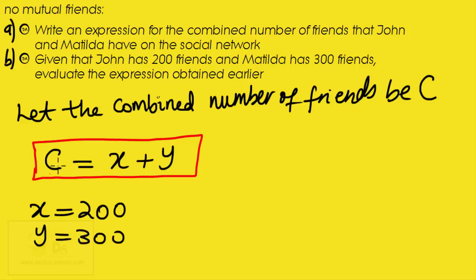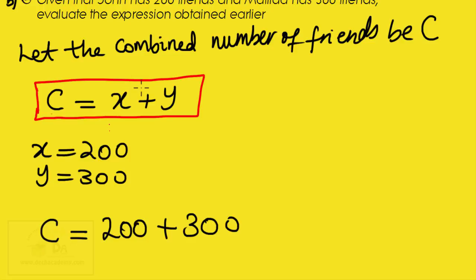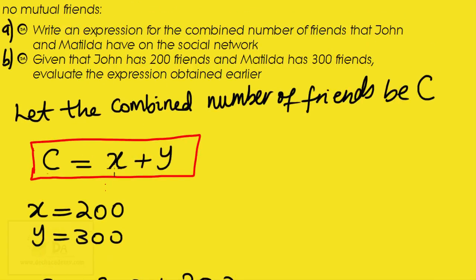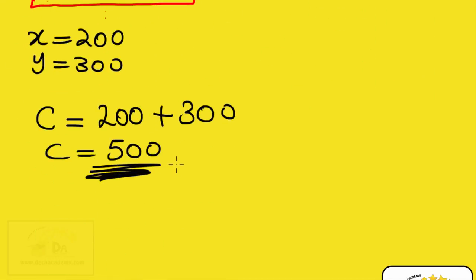This expression can be evaluated, and when it's evaluated, a numerical value will be obtained, because we know that C is now equal to 200 instead of X plus 300 instead of Y. C is X plus Y, where X is 200 and Y is 300. So C is 500. So we have an expression for the combined number of friends. That's what this is, and we've evaluated the expression to give 500 as the combined number of friends.